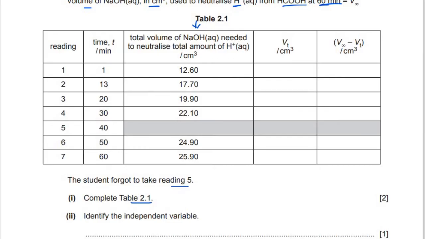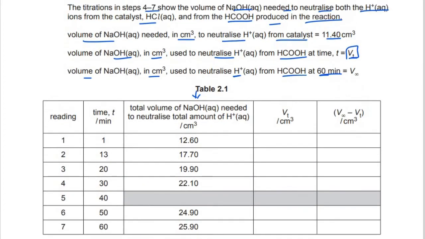Vt is what we need to find out: the volume needed to neutralize only the acid hydrogen ions from methanoic acid. You can see that in the second column the heading says total volume of NaOH needed to neutralize the total amount of hydrogen ion. The total amount of hydrogen ion means the addition of this and this, because the acid is also present as a catalyst and acid is also present as one of the products. The total volume of NaOH needed to neutralize both of these is given here.